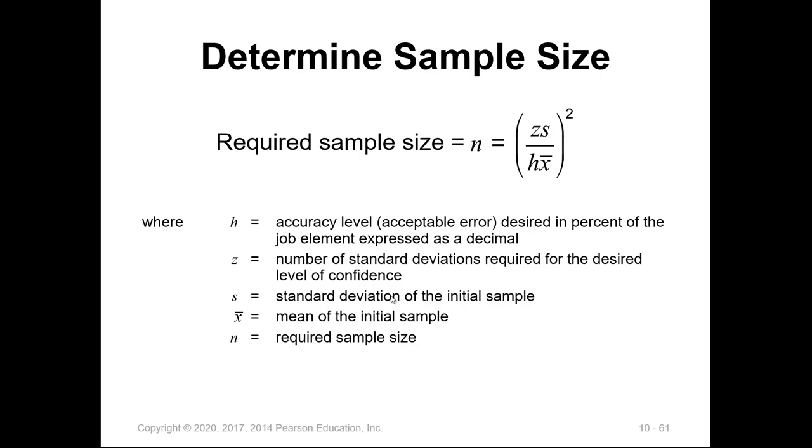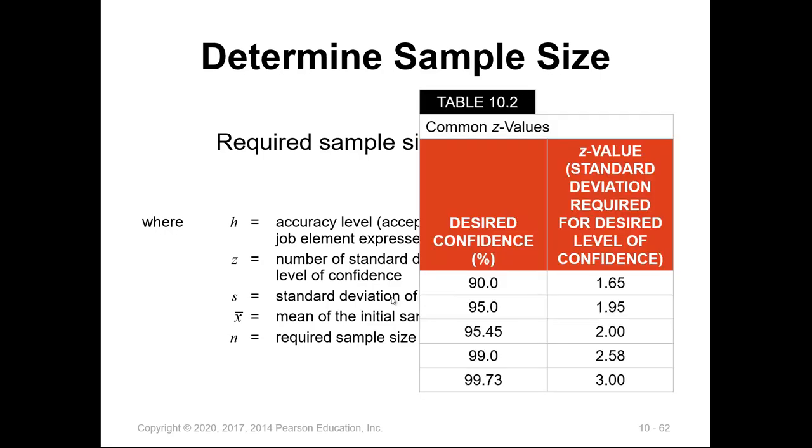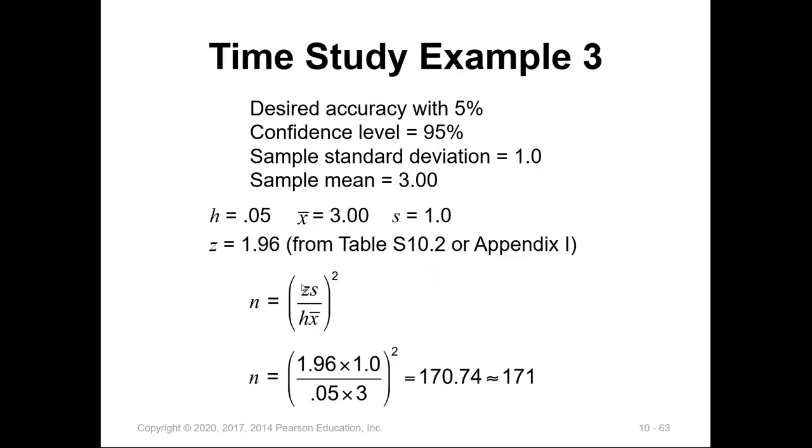The required sample size will equal the number of standard deviations required for the desired level of confidence multiplied by the standard deviation of the initial sample, divided by the accuracy level desired in percent of the job element expressed as a decimal multiplied by the mean of the initial sample, all squared. The z-value will change in accordance to the desired level of confidence as shown in the table.